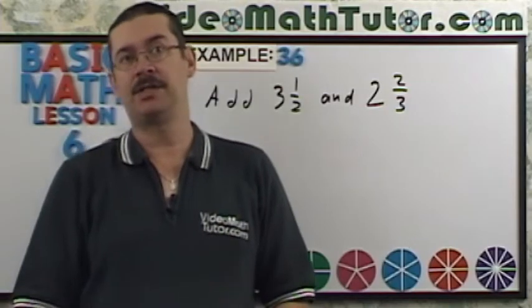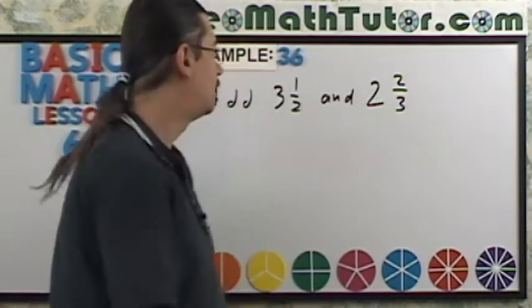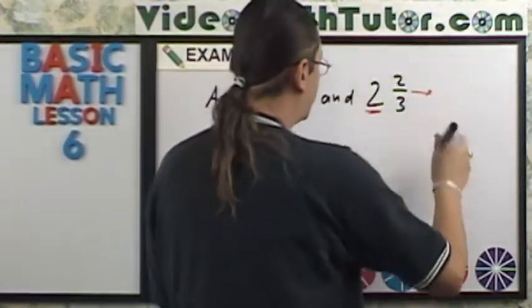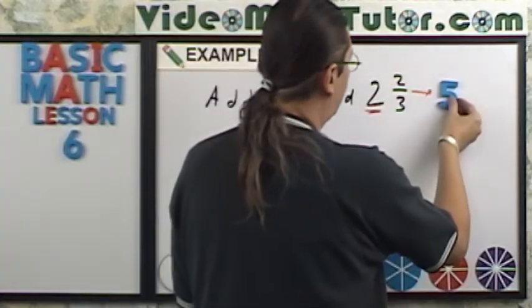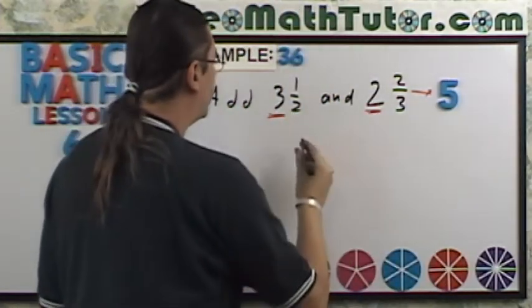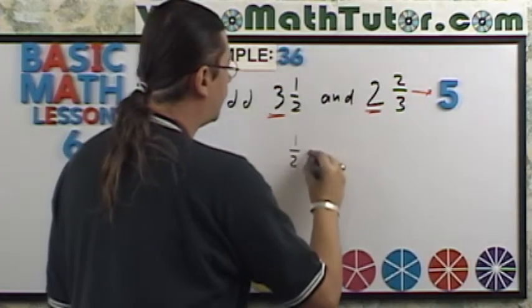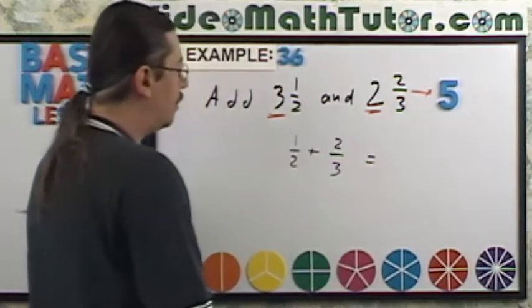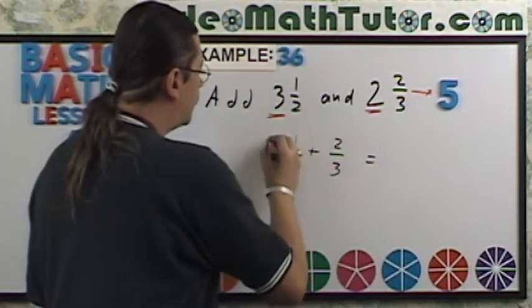To use the second procedure, we need to add up our whole parts. So you're going to have 3 plus the 2. Well, what's that going to give us? We're just going to get 5. Now let's take care of the fractional parts here and here. So you're going to have 1/2 plus 2/3 equals. Well, let's throw in our blanks right here.